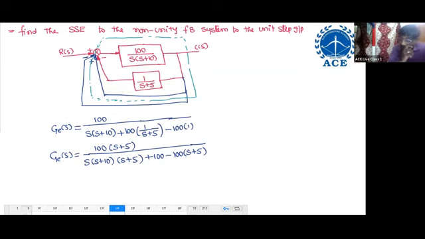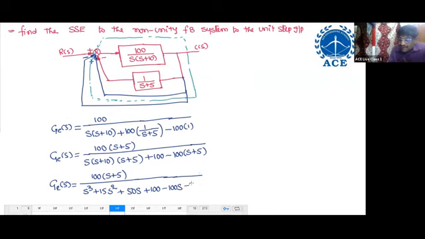Right. Next, simplify this. 100 into (S plus 5) divided by S cube plus 15S square plus 50S plus 100 minus 100S minus 500.